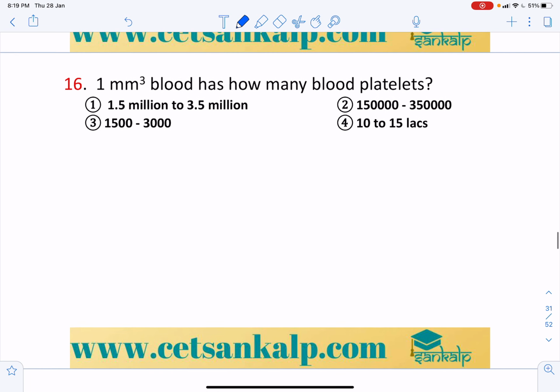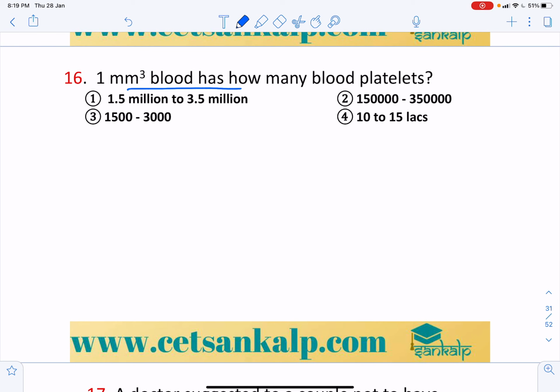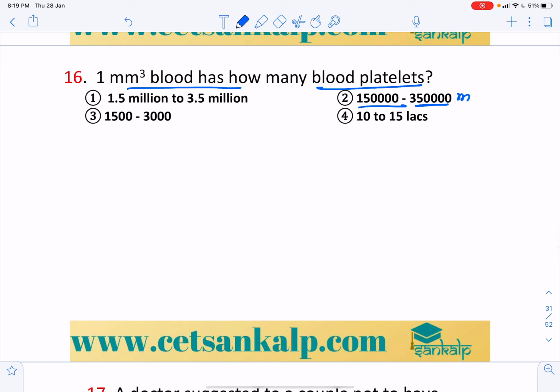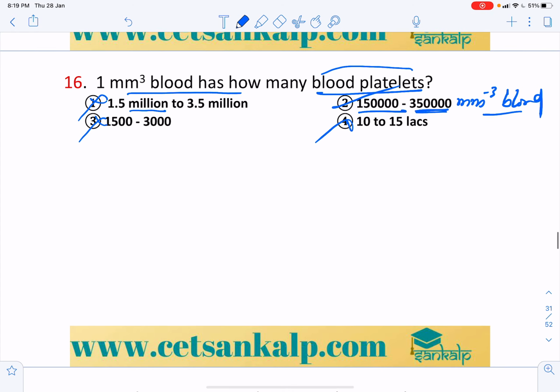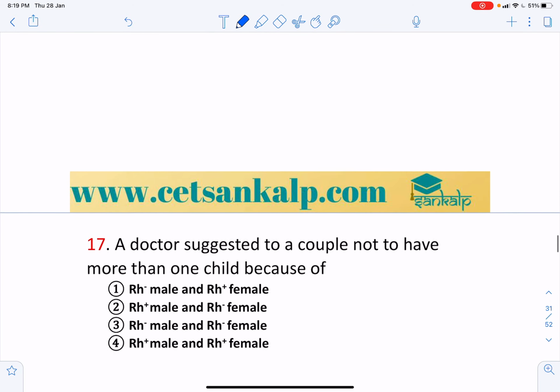One cubic millimeter of blood has how many blood platelets? That is 1 lakh 50,000 to 3 lakh 50,000 per cubic millimeter of blood. Here, million means 10 lakh, so that is wrong. 1,500 to 3,000 is wrong, and 10 to 15 lakhs is wrong. The blood platelet count in a normal healthy person is 1 lakh 50,000 to 3 lakh 50,000 per cubic millimeter of blood.